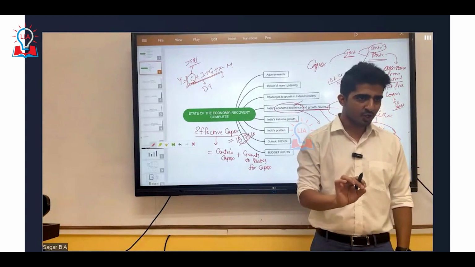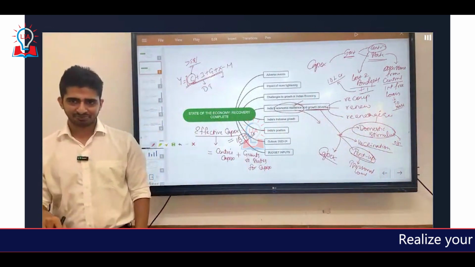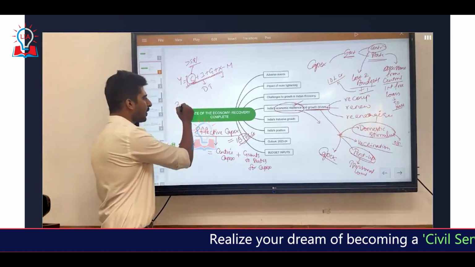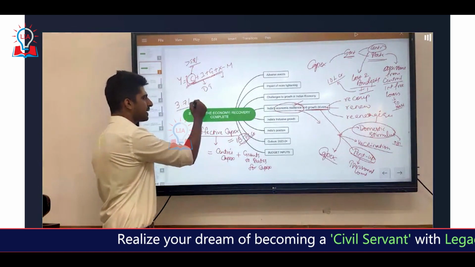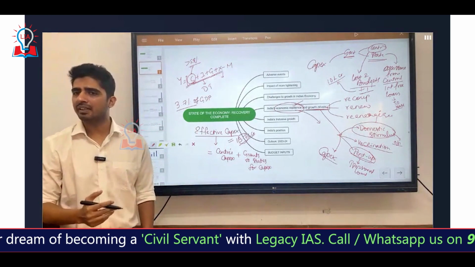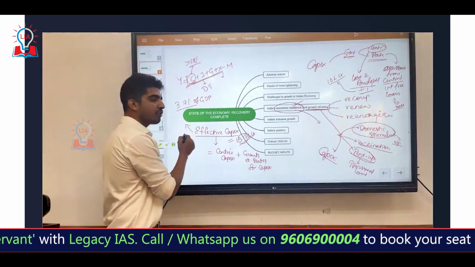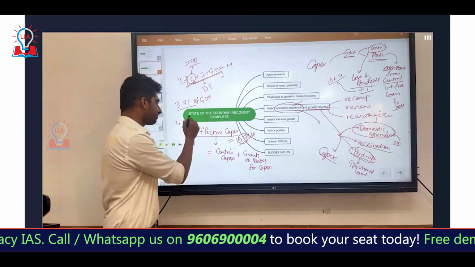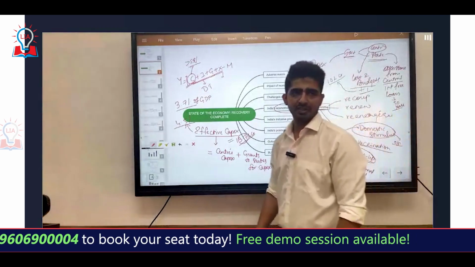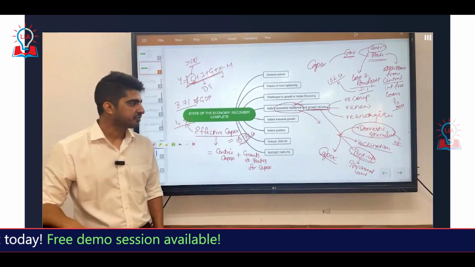Done? Understood? Now, how much is it as a proportion of GDP? Your capex as a proportion of GDP is somewhere around 3.7% of GDP. Right? What about effective capex? Effective capex will be more than that. It is 4.5%. Right? As a proportion of GDP, it is 3.7% and 4.5%. Okay? Done.